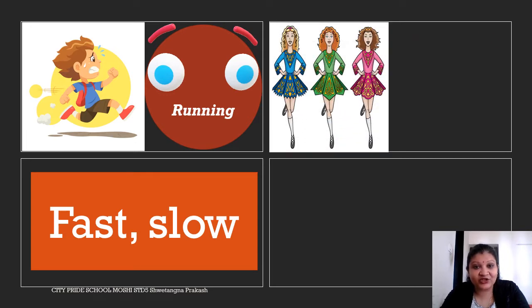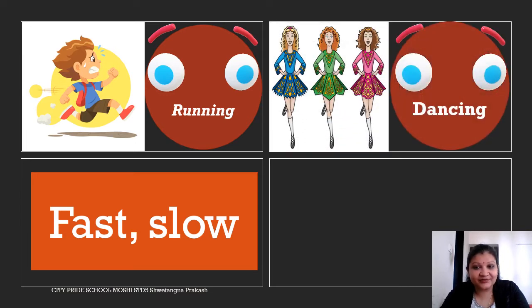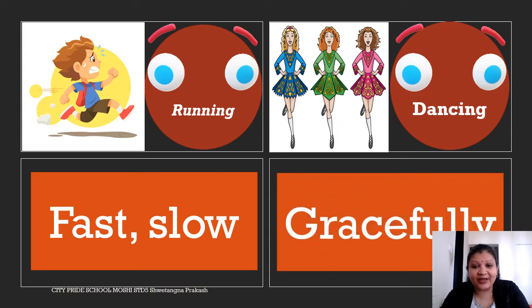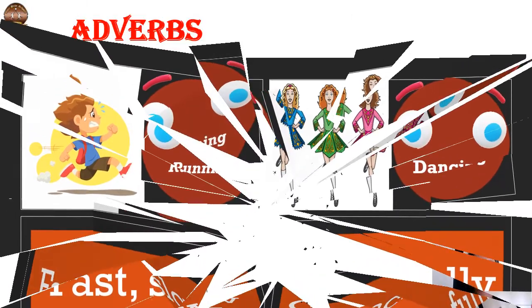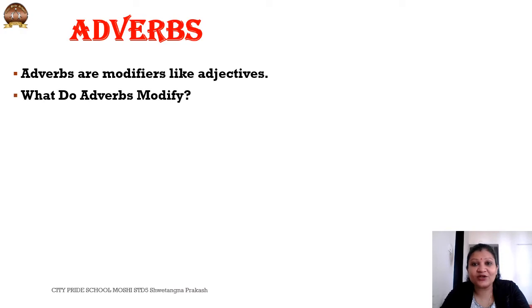Then this picture shows dancers. They are dancing, and we can describe the action of dancing too by gracefully. So what do we call these words which describe actions? That is verbs. Let's find out. Yes, you guessed it right. Adverbs. Adverbs are modifiers like adjectives, just that they do not modify nouns and pronouns like adjectives.